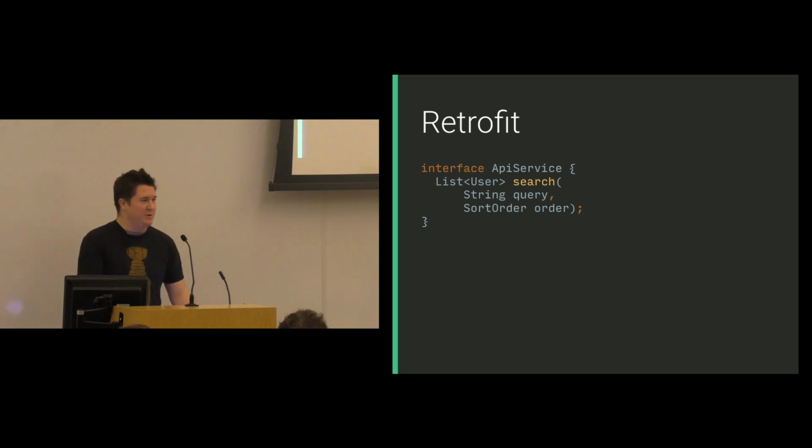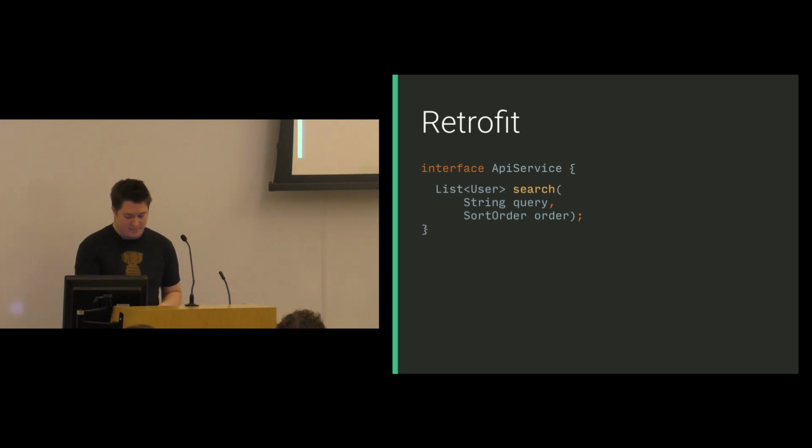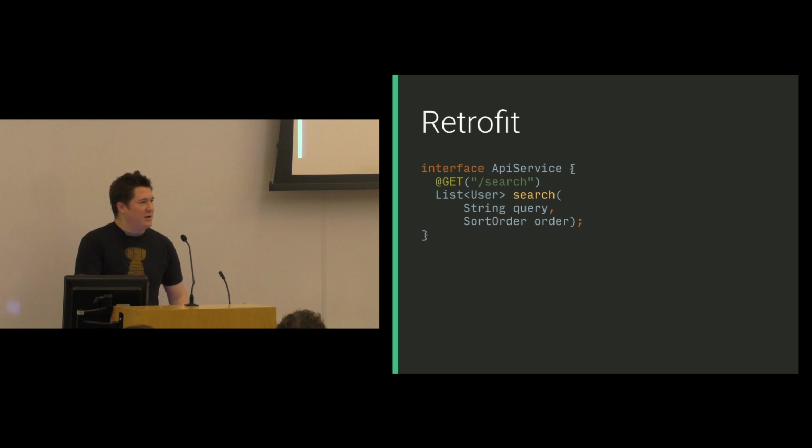So what we do is we use the interface as the source of truth, and we add a little metadata to it to describe what the actual corresponding request should look like. So we can annotate the method with the API path that we want to hit. We can annotate each of the parameters saying what they actually represent. So the query becomes a q on the end of the URL. The sort order becomes a sort query parameter. And so sort order here would be like an enum, and Retrofit will automatically call toString on it.